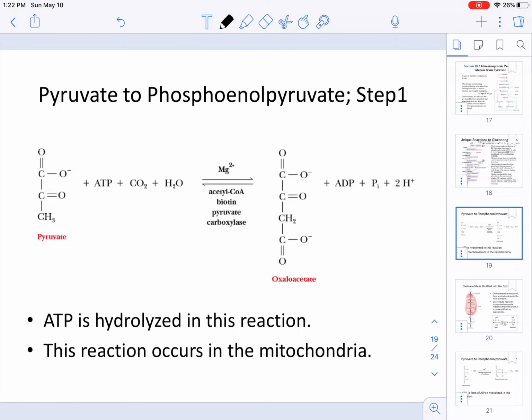Understand that the enzyme that catalyzes this reaction is going to be pyruvate carboxylase, and this enzyme has multiple units because there are many things going on. We are going to be increasing the number of carbon atoms. That's where the CO2 comes from. We are also going to be hydrolyzing ATP to ADP. And as you can see, even water is involved in the formation of the oxaloacetate.